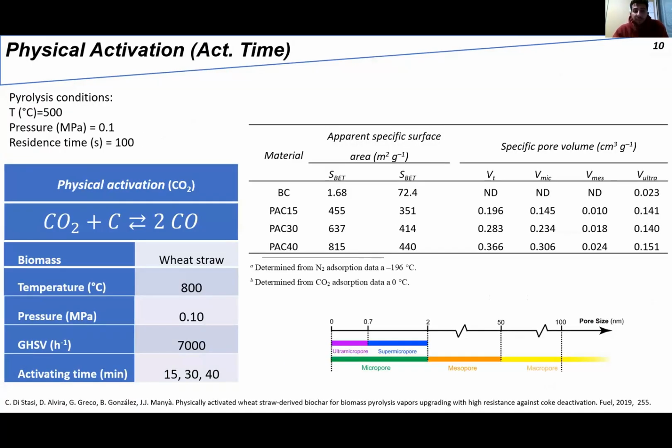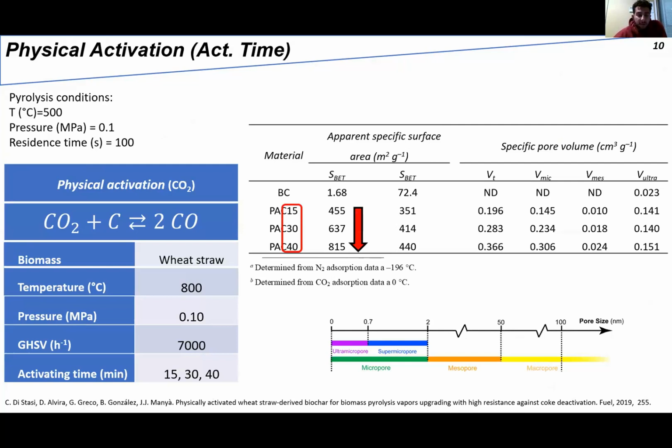Moving on, the influence of the activation time. We tried different activation times: 15 minutes, 30 minutes, and 40 minutes for a biochar produced at 500 degrees C and 0.1 megapascal. In the table are reported all the results in terms of textural properties, so BET, total volume, micropores, mesopores, and so on.